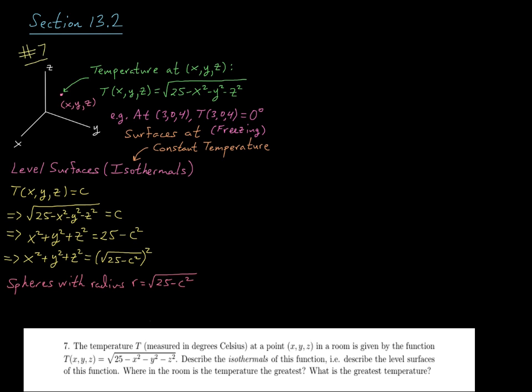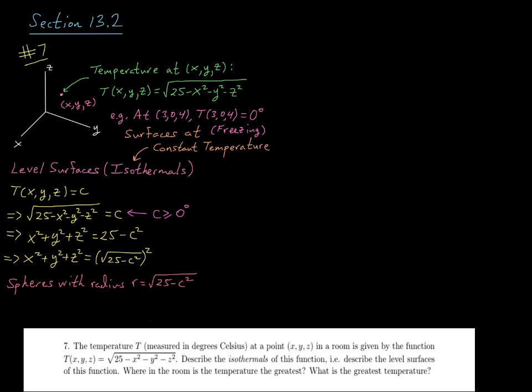So one comment is just going back to this statement right here, that the square root of 25 minus x squared minus y squared minus z squared is equal to c. Well, notice this is a positive square root. Okay, so that's saying no matter what I input for x, y, and z, this left-hand side can never come out to be negative. Okay, so we're really saying here that c has to be greater than or equal to 0 degrees. Okay, so that's just saying there are no temperatures in the room below freezing in this case.